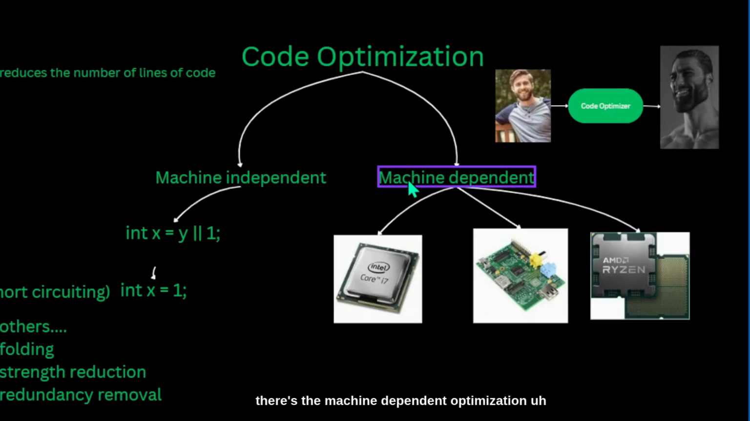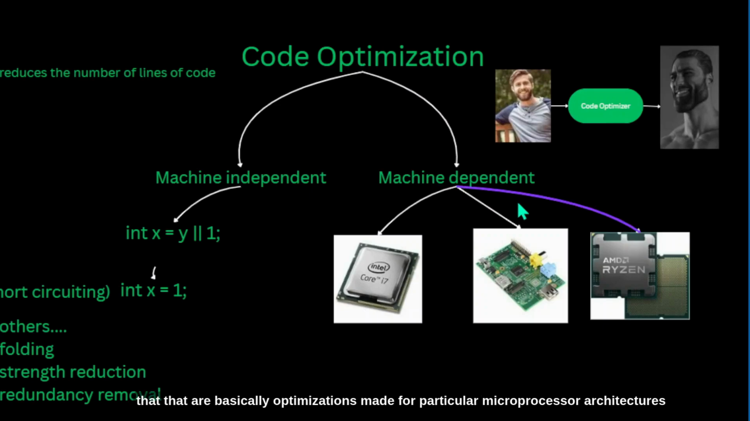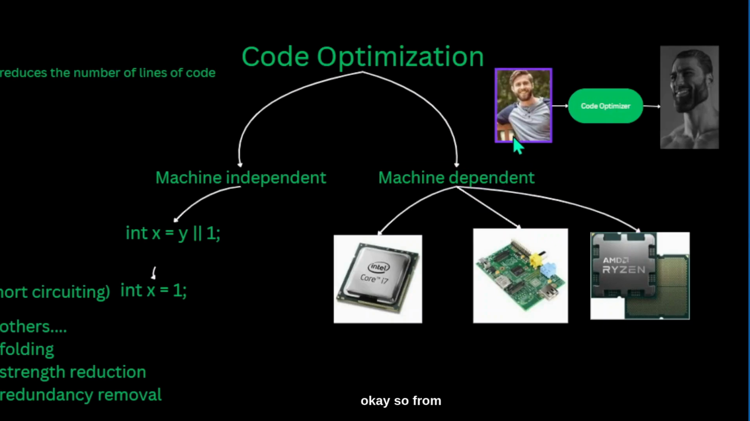Then there's the machine dependent optimization, which are basically optimizations made for particular microprocessor architectures. This includes register allocation and peephole optimization, which sounds wrong, but it's a real thing. That's right. We will study it in detail later.